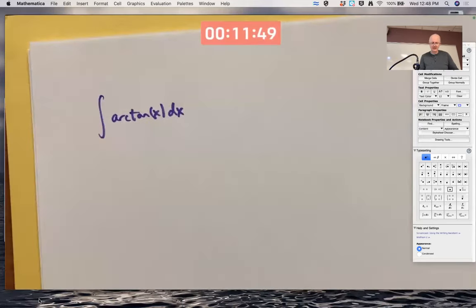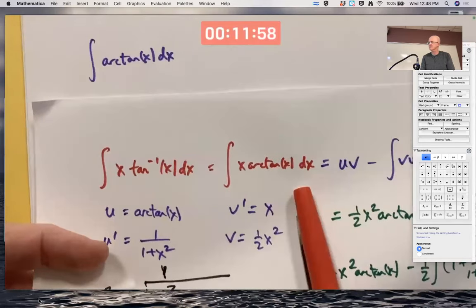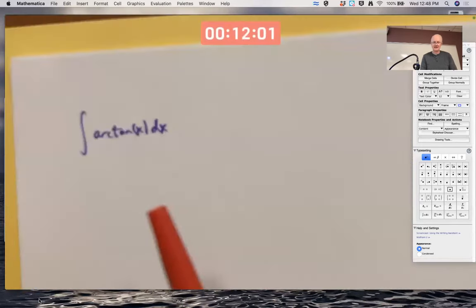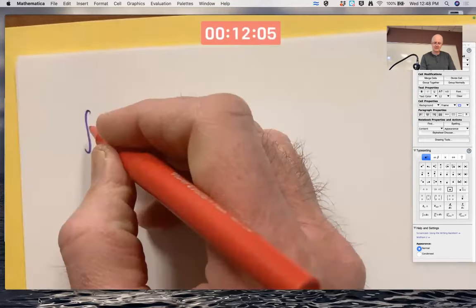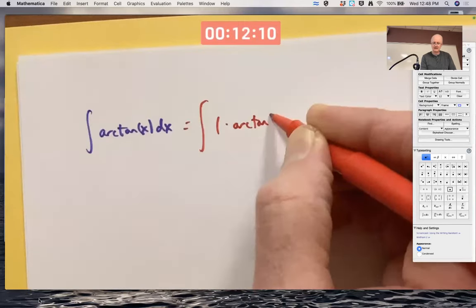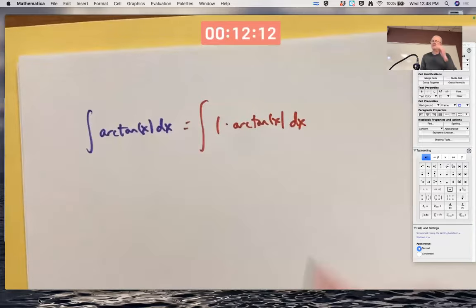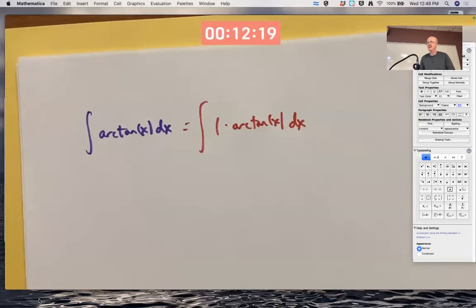Wait a minute, how could I possibly use integration by parts here? Doesn't the integrand have to be the product of two functions? This one doesn't look like it is until you do a little trick, until you put a 1 in there. Of course, anything times 1 is the anything. Arctangent of x is the same as 1 times arctangent of x. And 1 can be thought of as a constant function.